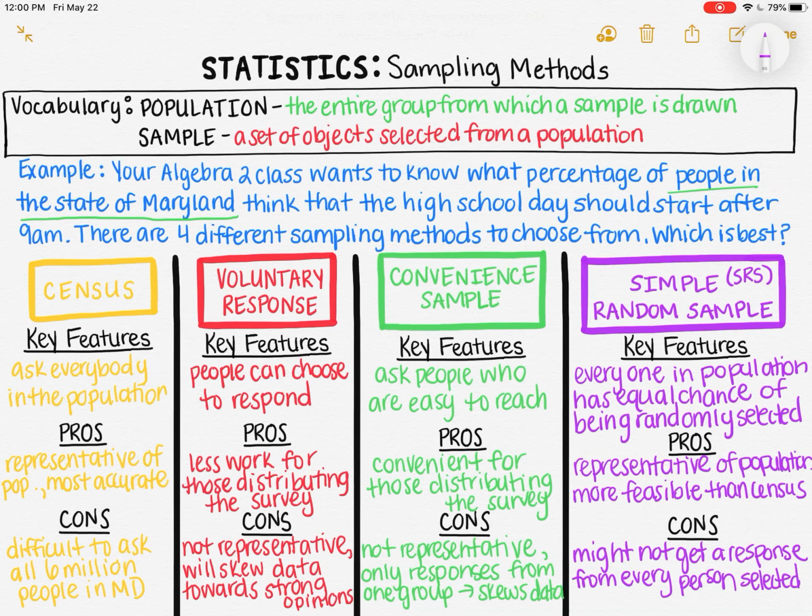So these are all different ways to take samples. You just have to be aware of, first of all, try and do a simple random sample if you can. That is representative. A census is also representative. If your population is small enough that you can ask everyone, then a census is great. A voluntary response and convenience sample, they are the easiest for the person doing the survey, but they are not going to represent your population in the best way.